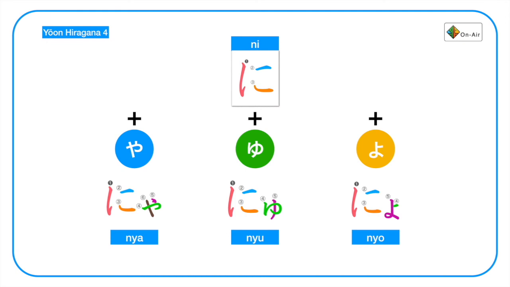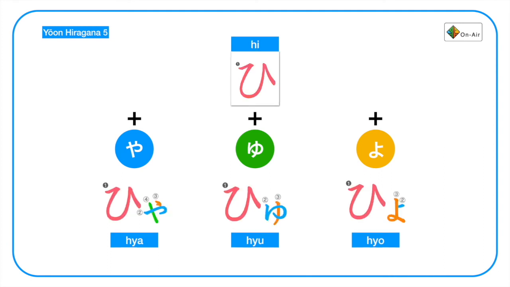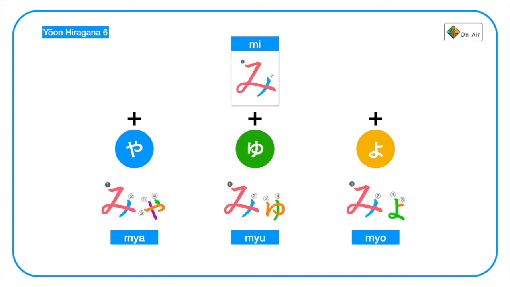Ni plus ya, yu, yo. Nya, nyu, nyo. Next, hi plus ya, yu, yo. We have hya, hyu, hyo. Again, hya, hyu, hyo. Mi plus ya, yu, yo. Mya, myu, myo. Mya, myu, myo.